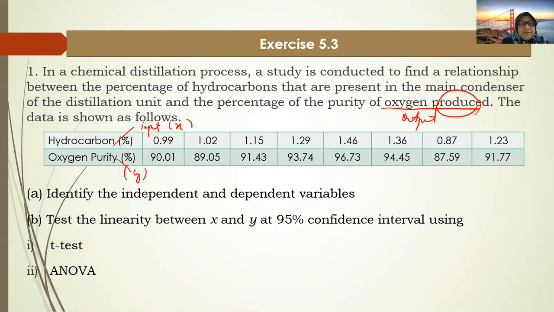In part B, you would like to test the linearity between X and Y, that means the relationship between X and Y, at 95% confidence interval using t-test and ANOVA. So there are two methods, and the conclusion will be the same, either we use t-test or ANOVA.